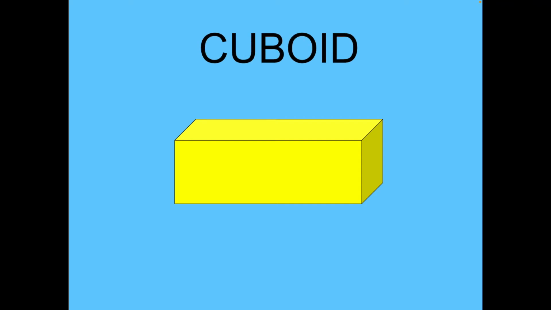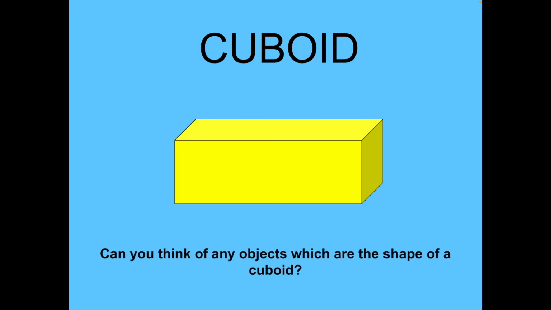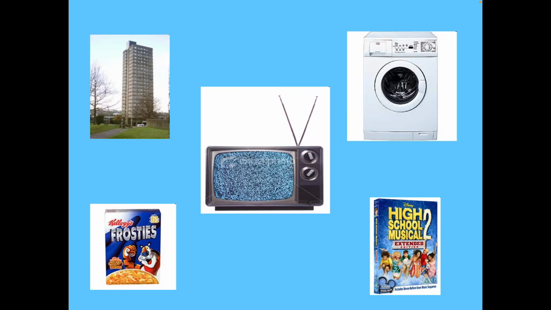What shape is this? Have a think. Yes, well done. It's a cuboid. I bet you can see some cuboids in the room you are sitting in now. Maybe you had a box of cereal this morning, or maybe you can see a washing machine or a fridge or a TV set. Even though it's a slim TV set, it's still a cuboid.